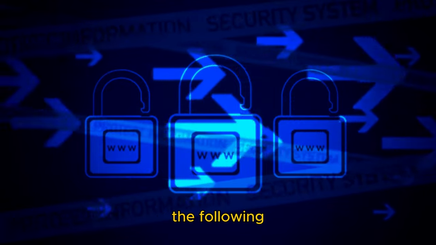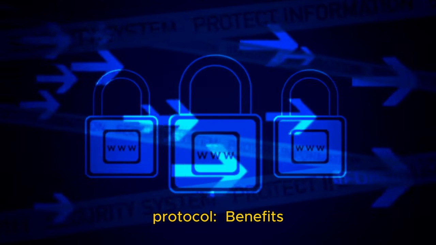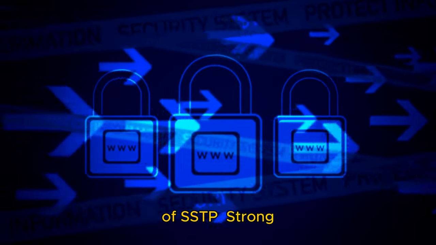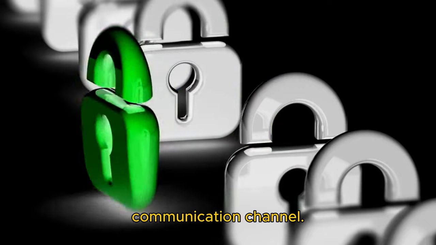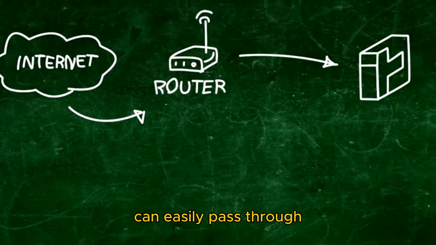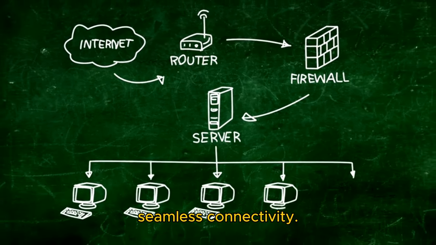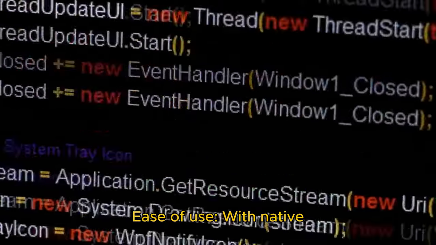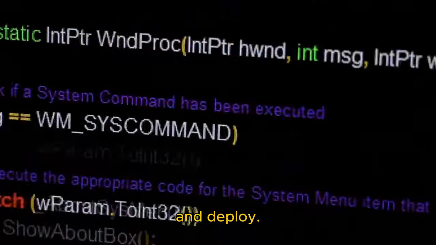Microsoft shared the following benefits of each protocol. Benefits of SSTP: Strong encryption. SSTP uses SSL/TLS encryption, providing a secure communication channel. Firewall traversal. SSTP can easily pass through most firewalls and proxy servers, ensuring seamless connectivity. Ease of use. With native support in Windows, SSTP is simple to configure and deploy.